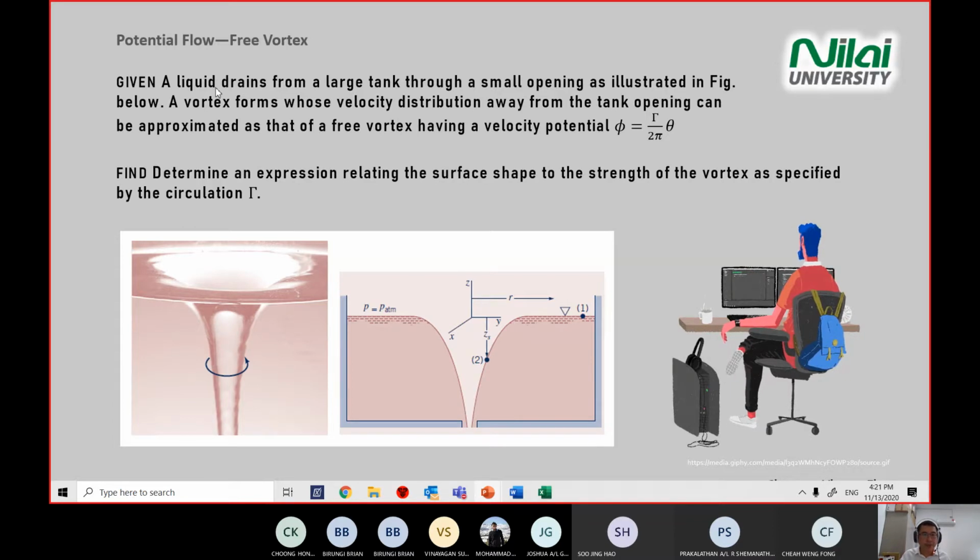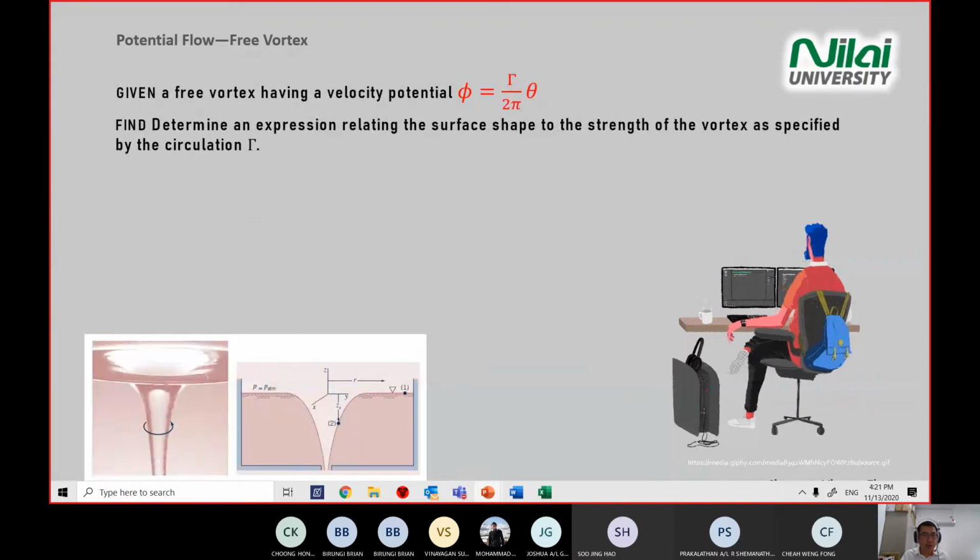So what does the statement give us? We need to drain a liquid from a large tank with a small opening. A vortex is formed, and you are given a velocity potential equation. Determine an expression relating the surface shape to the strength of the vortex in terms of circulation. So how do we solve this one? We are given the velocity potential phi equal to circulation divided by 2 pi theta.